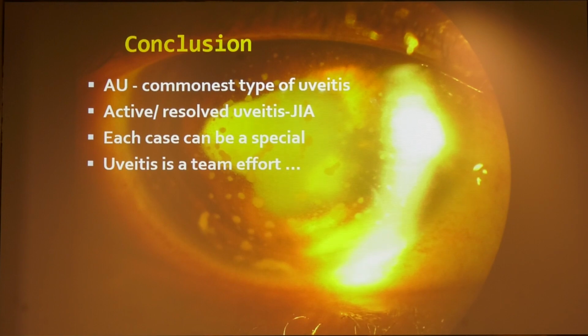To conclude, anterior uveitis is the commonest type of uveitis. For all ophthalmologists, you have to differentiate between active and resolved uveitis in juvenile idiopathic arthritis. Each case can be special, and uveitis is a team effort. You have to include the other uveitis experts, the rheumatologist, the pediatrician, etc. Thank you for patient hearing.